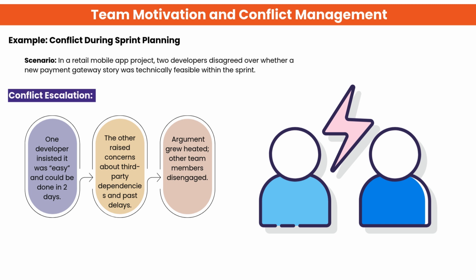This slide shows how small technical disagreements can quickly turn into team conflict if not managed well. In this case, one developer underestimated the work while the other highlighted risks and dependencies. Because the discussion became emotional, the whole team got disengaged. The learning: Agile leaders must intervene early, refocus on facts, and bring the discussion back to data and collaboration. Conflicts during sprint planning should be handled through calm facilitation, clarification of facts, and time-boxing the discussion.